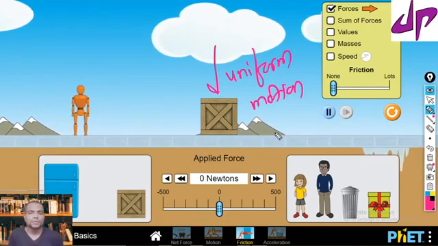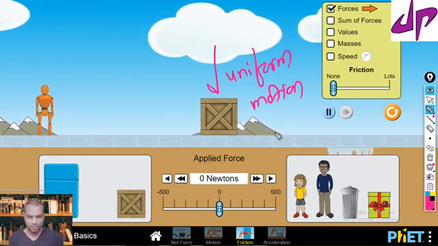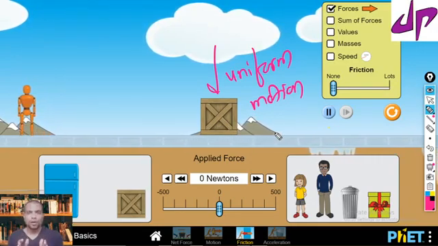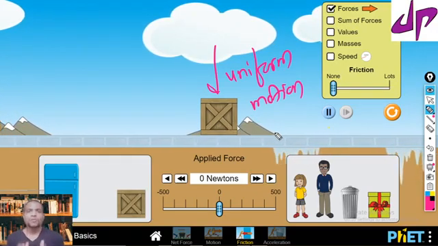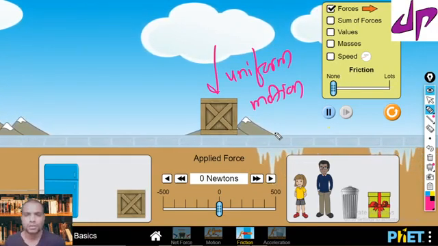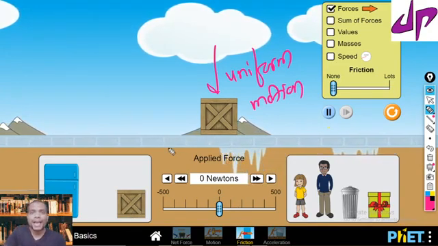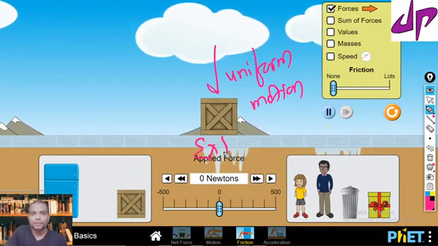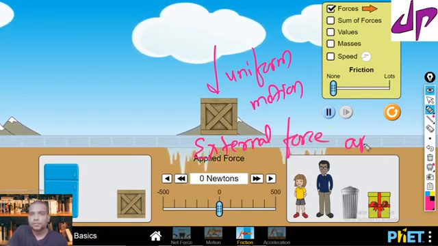So two things happen. If an object is in the state of rest, it wants to be in the state of rest forever. Or if an object is moving with uniform velocity, it wants to stay in uniform velocity. How long will it be? Unless an external force is applied.